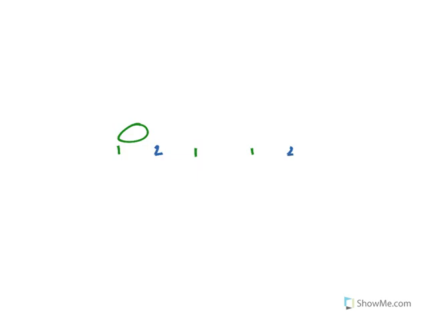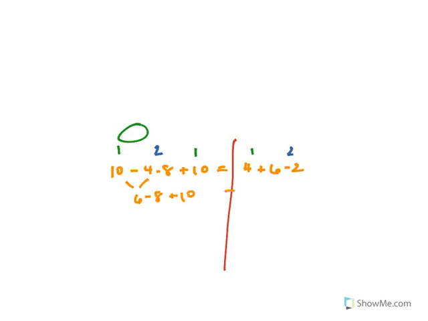Okay, and now I solve the problem. 10 times 1 is 10, minus 2 times 2 is 4, minus 8 times 1 is 8, plus 10 equals 4 times 1 is 4, plus 3 times 2 is 6, minus 2. I do order of operations. I get 6 minus 8 plus 10 equals 4 plus 6 is 10 minus 2. I do 6 minus 8 gives me -2 plus 10 equals 10 minus 2. -2 plus 10 gives me 8. 10 minus 2 gives me 8. If they equal, then it is a solution.